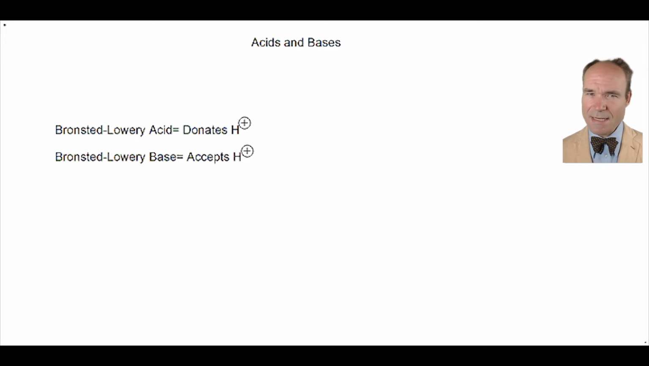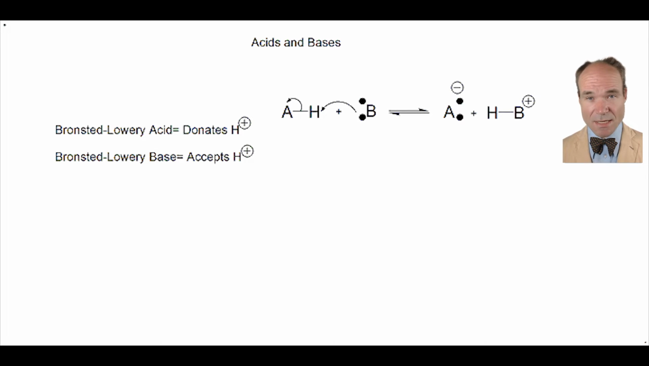Let's see this in action with a generic example. On the left-hand side, A stands for acid and B stands for base. If we follow the mechanism arrows, we will see that the base is taking the hydrogen and the acid is giving the hydrogen in the form of a proton. This results in the base becoming a conjugate acid and the acid becoming a conjugate base.